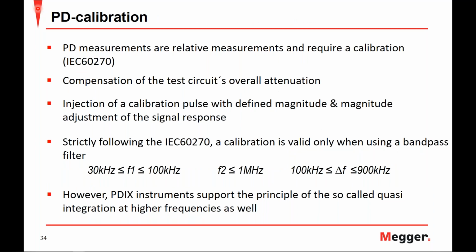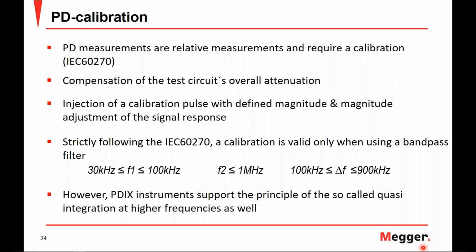Partial discharge measurements are relative measurements and therefore require calibration. The calibration requirements are given in the IEC 60270 standard. The calibration should be performed by injection of a calibration pulse of a well-defined magnitude and should be injected at the machine terminals. And then the magnitude can be adjusted at the PD detector for the signal response. And this is to compensate for the overall attenuation in the measurement circuit with the device under test connected.